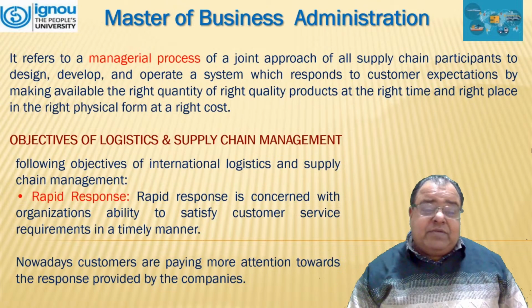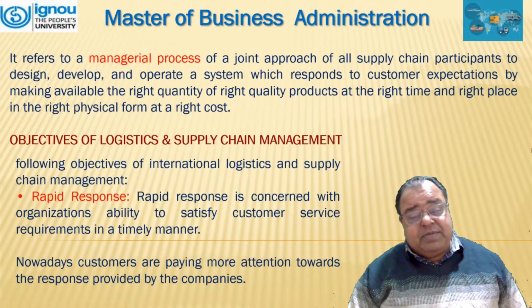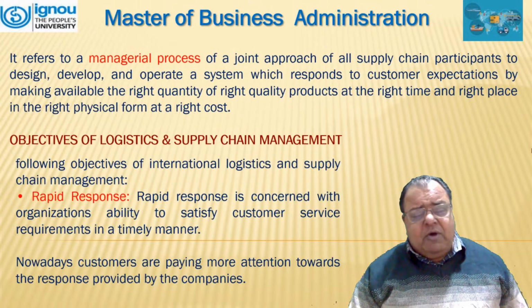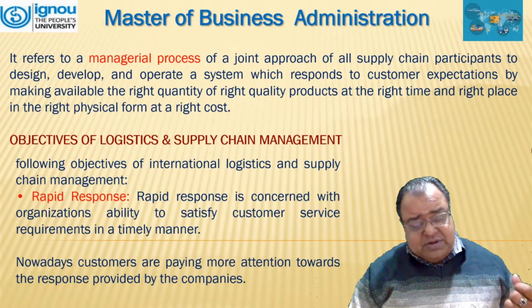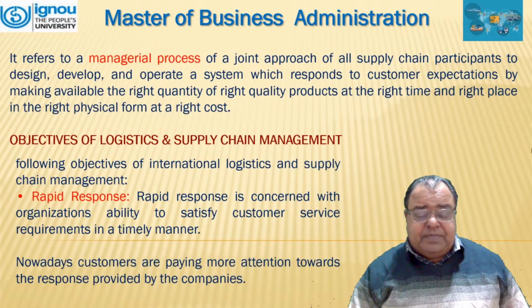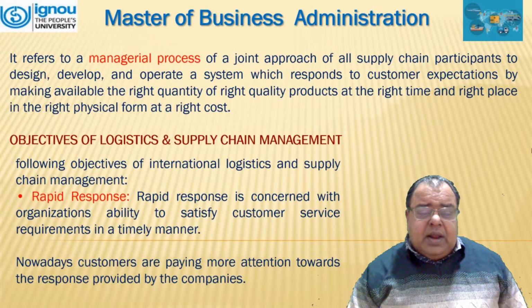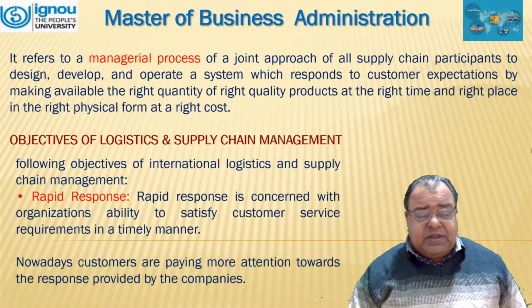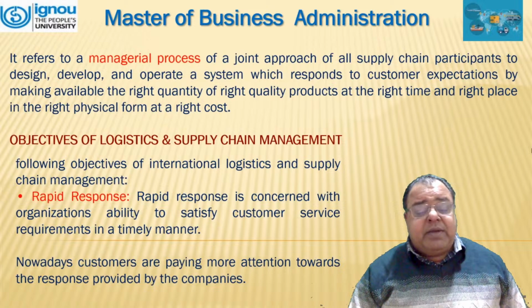What are the objectives of logistics and supply chain management? Following objectives of international logistics and supply chain management include rapid response. Rapid response is concerned with organizations' ability to satisfy customers' service requirements in a timely manner. Nowadays, customers are paying more attention towards the response provided by the companies.